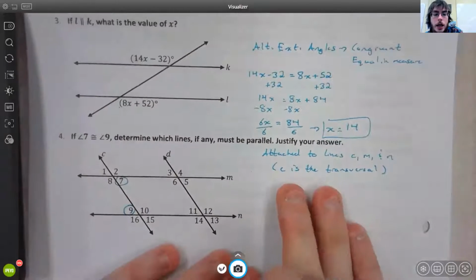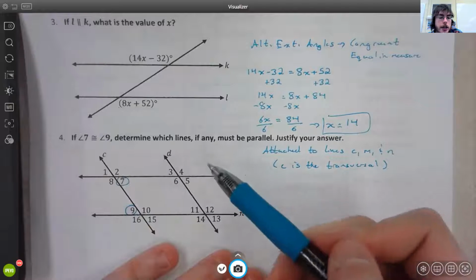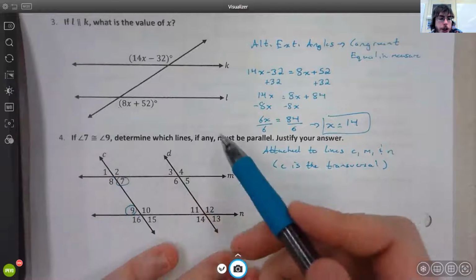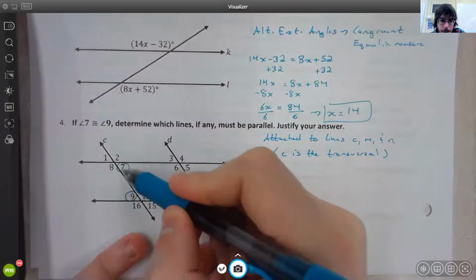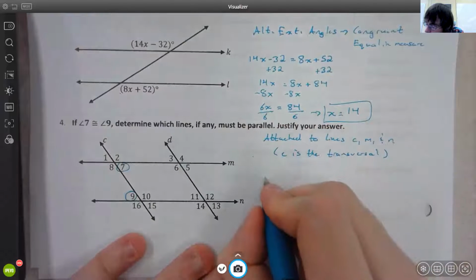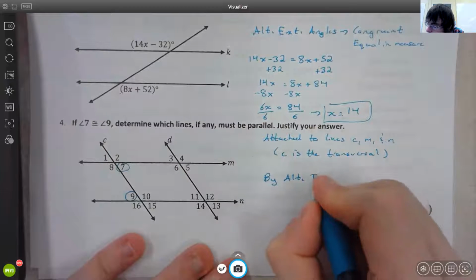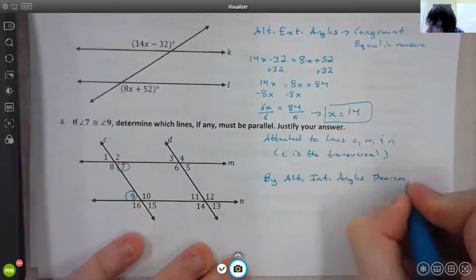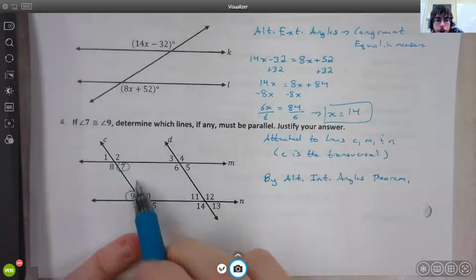Okay. So now we have to determine, well, they're congruent. So remember, they have to either be corresponding, alternate interior or alternate exterior in order for this statement to be true and to justify any of these being parallel. Well, if we look at 7 and 9, they're on opposite sides of the transversal and both are in the interior. So they are alternate interior, excuse me. So by the alternate interior angles theorem, the two lines that have to be parallel are M and N. Remember, C was the transversal.